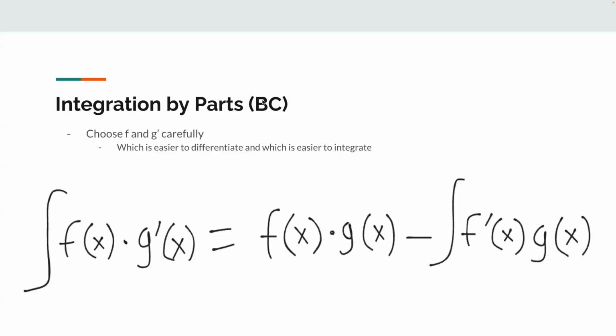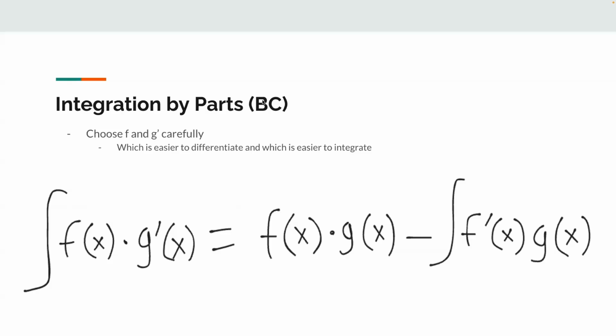All right, now I'm going to go over integration by parts, and this is a BC only topic. Essentially, what I drew here summarizes integration by parts. The integral of f of x times g prime of x will just be equal to f of x times g of x minus the integral of f prime of x times g of x. So if there's two functions, we should choose f and g prime carefully.